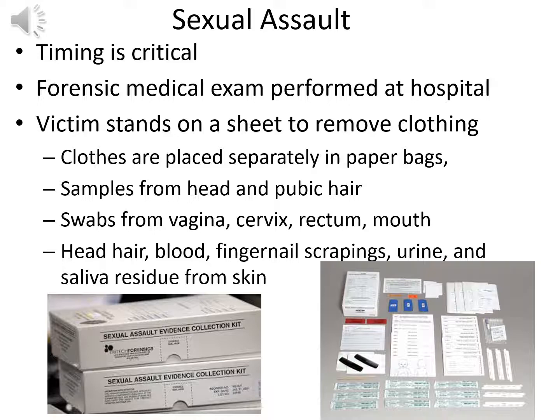Samples will be taken from the head and pubic hair, swabs from the vagina, cervix, rectum, mouth, whatever is relevant. Head hair, blood, fingernail scrapings, urine, and saliva residue from the skin will be collected.